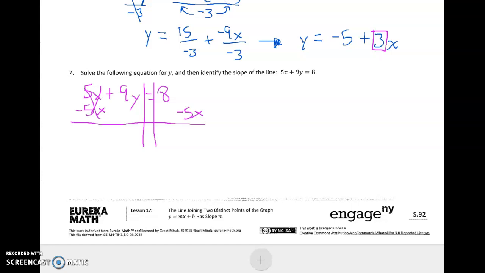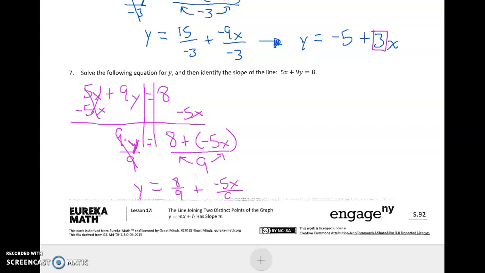That gives me 0, and I can bring down my 9y equals. Again, don't put these together. It's not 3x. They're not like terms. This is 8 minus, or 8 plus a negative 5x. Now this is 9 times y. I've got to solve for y. It's 9 times y, so I'm going to do the inverse and divide by 9. Again, divide everything by 9: y equals 8 divided by 9 plus a negative 5x divided by 9.